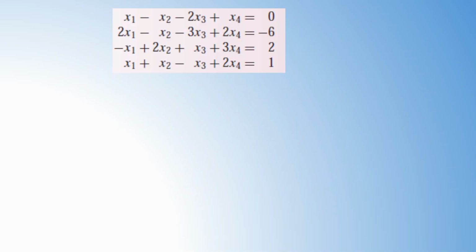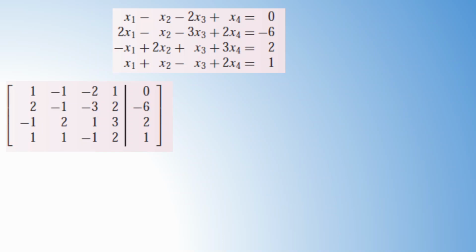So suppose we are given this system of linear equations of four variables x1, x2, x3 and x4. First starting point is to write down the corresponding augmented matrix. So 1, minus 1, minus 2, 1 is the first row. Second equation, you get the second row: 2, minus 1, minus 3, 2, equal to minus 6. And third equation: minus 1, 2, 1, 3, equal to 2. Fourth equation: 1, 1, minus 1, 2, 1.